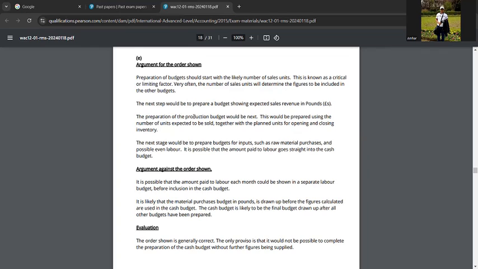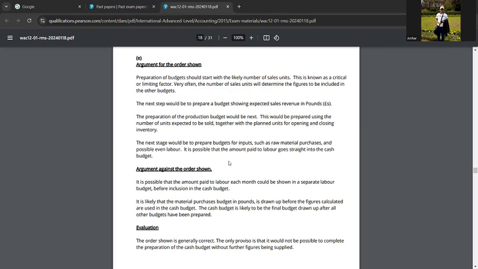Then the next step would be to prepare a budget showing expected sales revenue, which they have also done. The preparation of the production budget would be next. This would be prepared using the number of units expected to be sold, together with the planned units for opening and closing inventory. They have prepared it like that in this question too. The next stage would be to prepare budgets for inputs such as raw material purchases and possibly even labor. It is possible that the amount paid to labor goes straight into the cash budget.